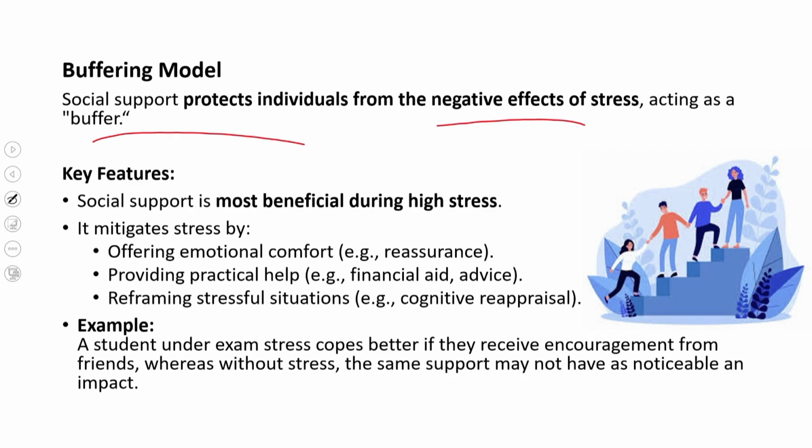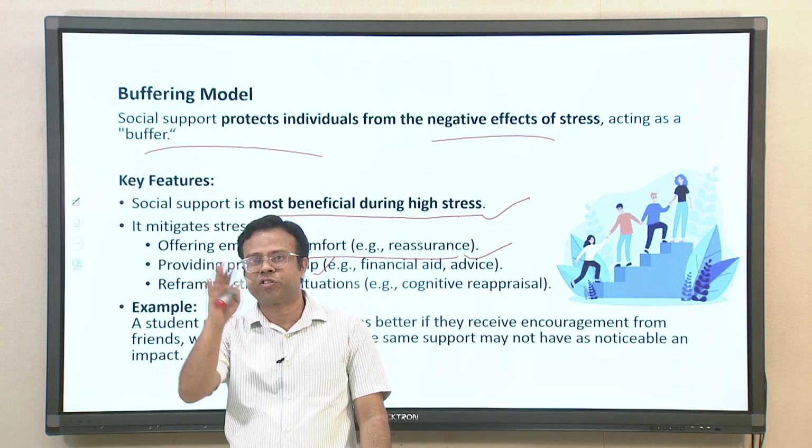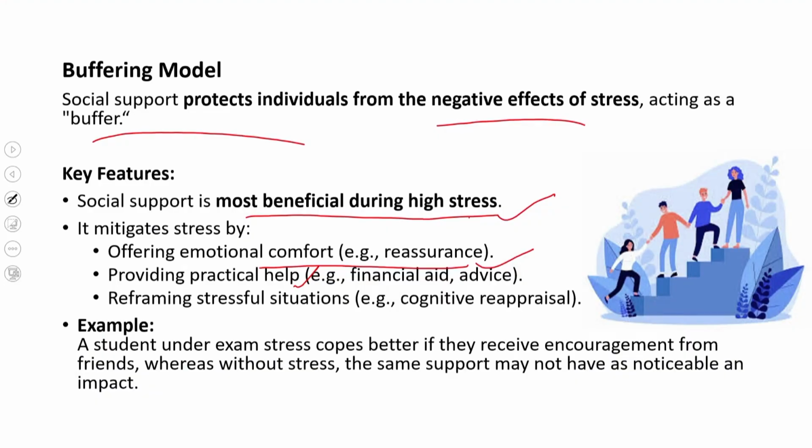So, the key features of this model include that social support is most beneficial during high stress. It is generally beneficial, but it is most beneficial when there are stressful situations in one's life. It mitigates stress by offering emotional comfort and providing practical help from other people for the source of stress. So, if the source of stress is, let us say, a financial problem, and somebody provides you that help, it directly removes the source of the stress. Another feature is reframing stressful situations: when you are in a difficult situation, people help you look at the situation in a positive way.